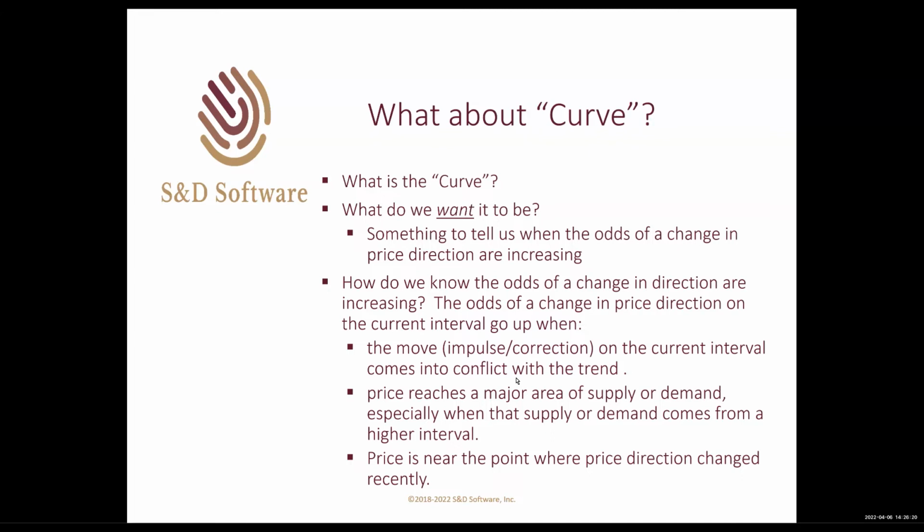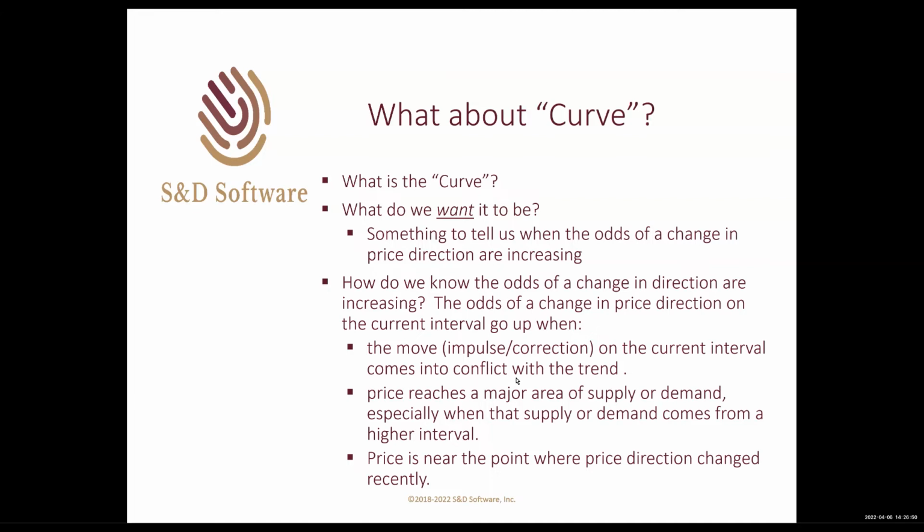Now, the odds of price changing direction also go up when price reaches a supply or demand band, especially if that band comes from a higher interval. And the odds of price changing direction go up when we reach a point where price is close to a location it changed direction in before.